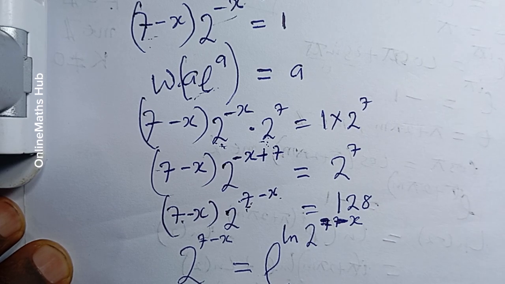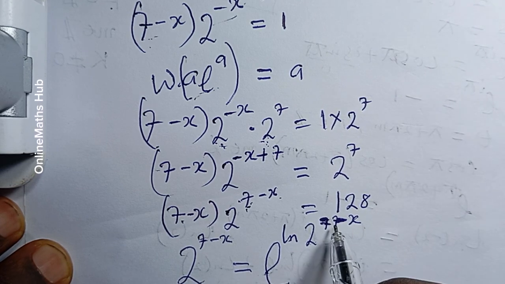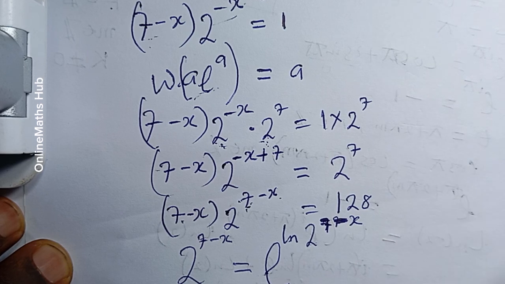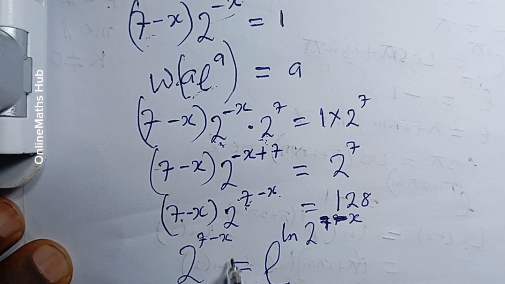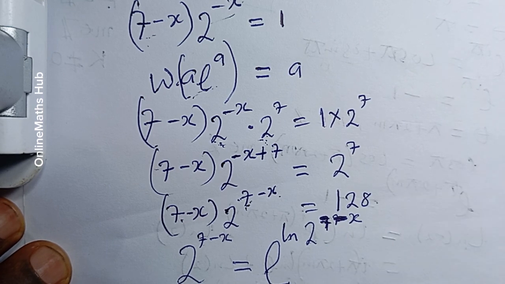Okay, and of course I have not done anything, because the exponential of the natural log is equal to 1, and then 1 multiplied by 2 power 7 minus x will still give you the same thing. So in place of this 2 power 7 minus x, I'm going to write the whole of this exponential natural log of 2 power 7 minus x.